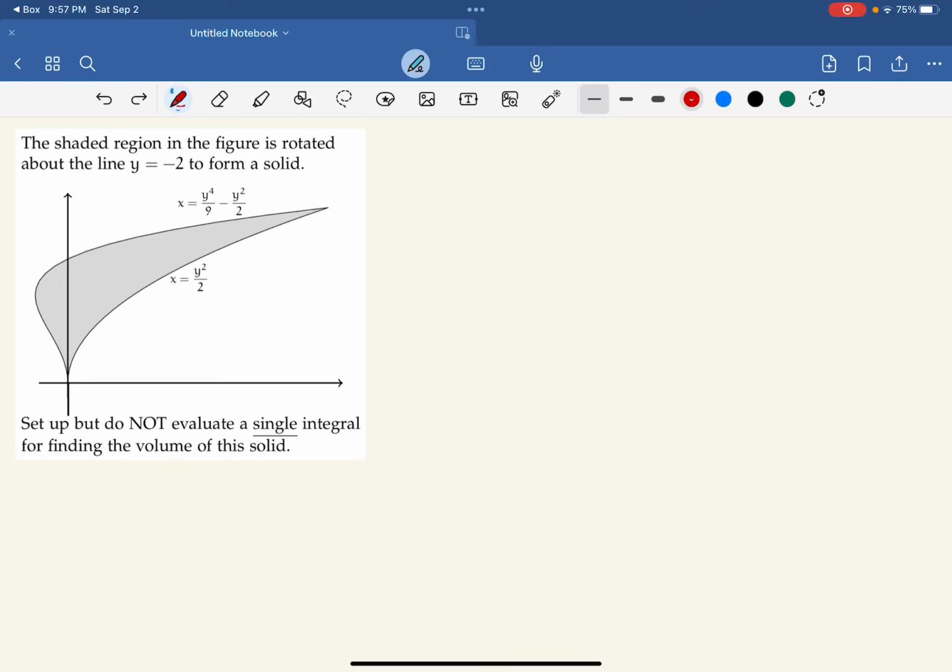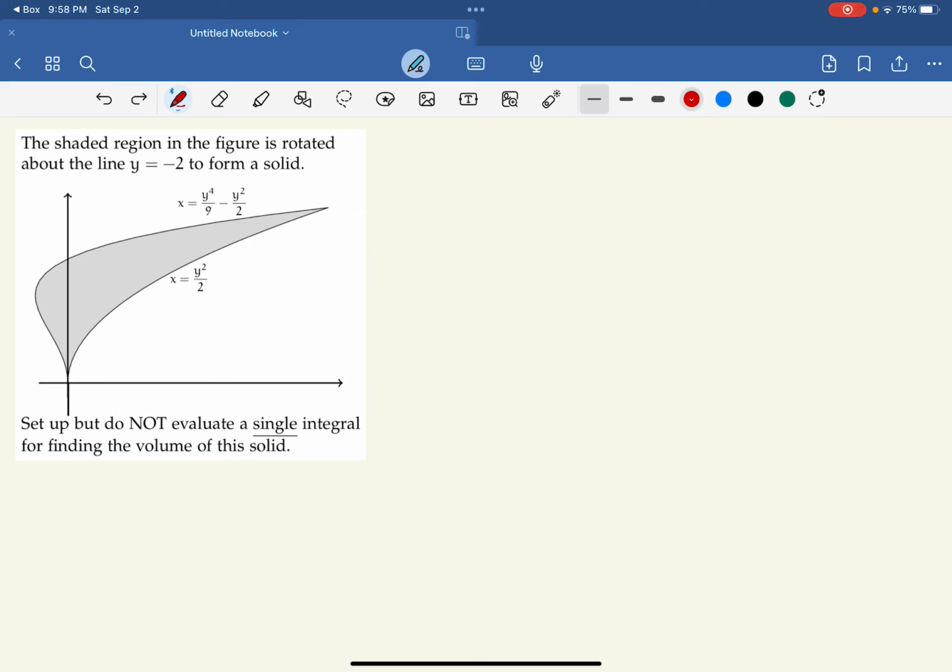In this session, we are going to solve this volume by revolution problem. The question says, the shaded region in the figure is rotated about the line y equals -2 to form a solid. And the two corresponding functions are also given in the graph. Now this question is asking us to set up a single integral for finding the volume of this solid.